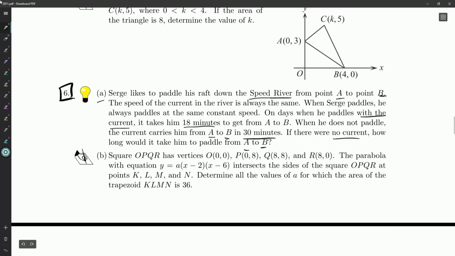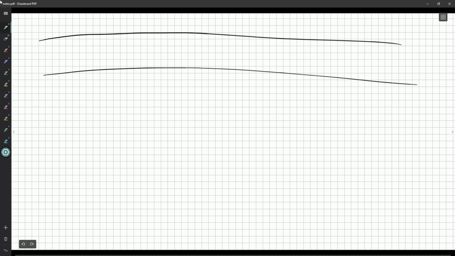Well, it might be a good idea to find the distance between A and B and how fast he paddles, because remember, he paddles at the same constant speed. Right? So those are the things we might think to try and find. So we might imagine a river. We've got point A here, point B here. We'll call the distance between them D.